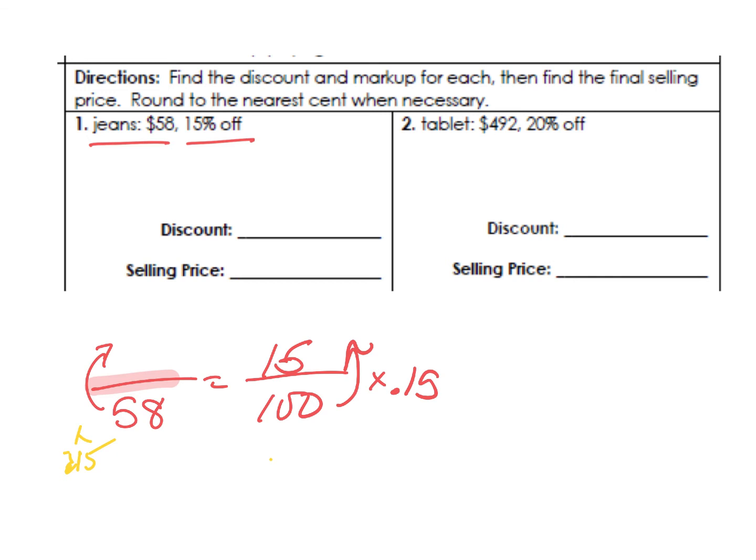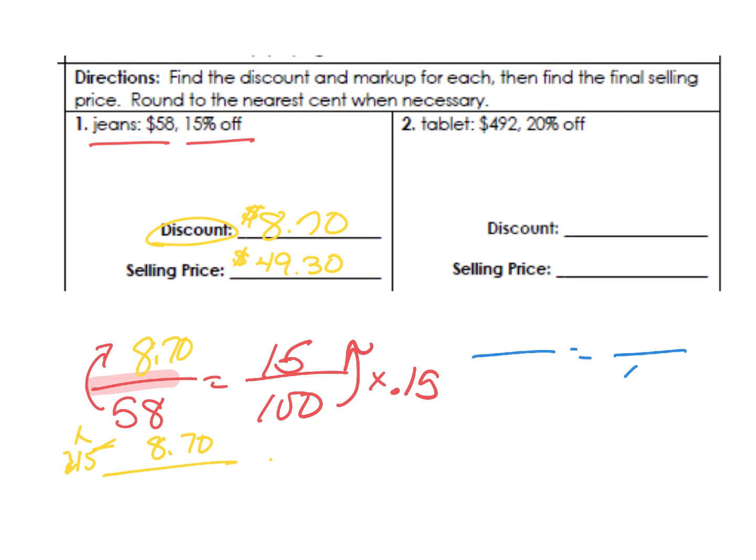So I'm going to take 58 times 0.15. Sorry, that should be a decimal point. And I get $8.70. So it is a discount. So our discount is $8.70. Our selling price, because it's a discount, we're going to subtract. So I'm going to do $58 minus the $8.70, and I get a selling price of $49.30.